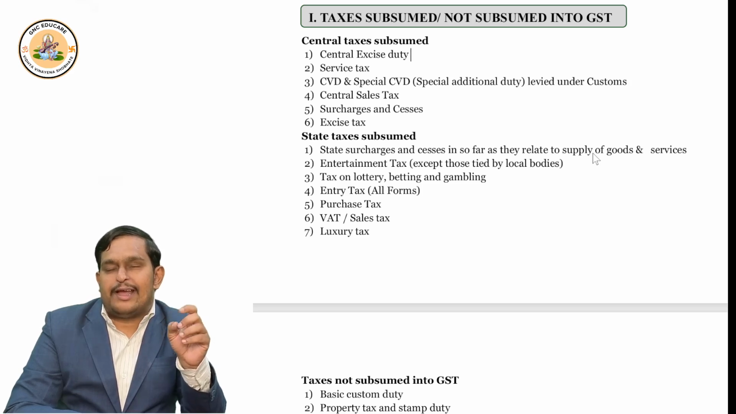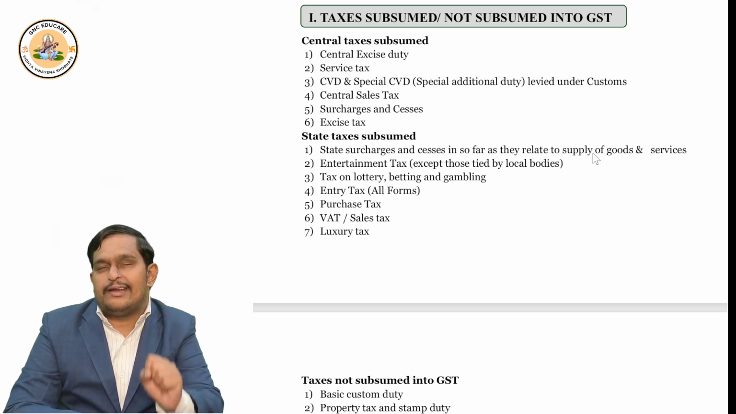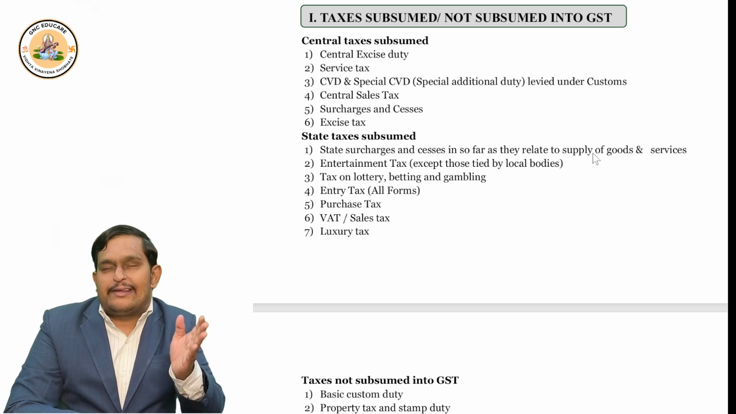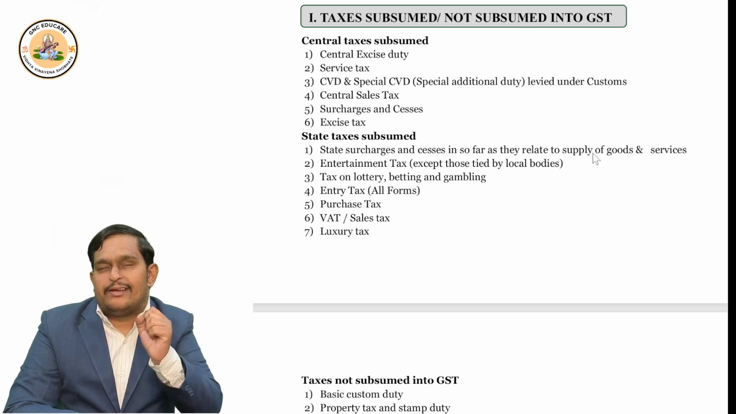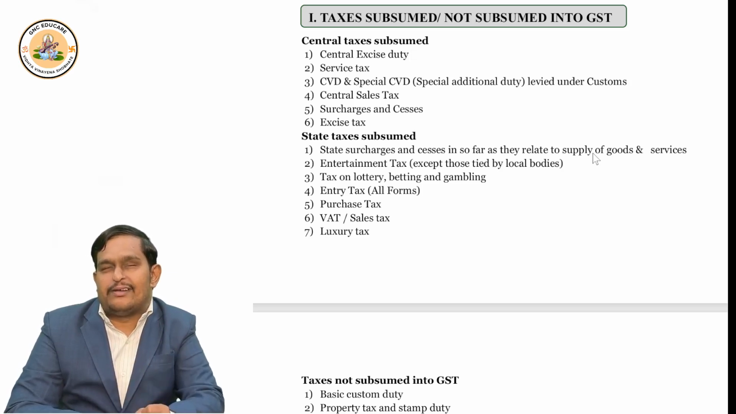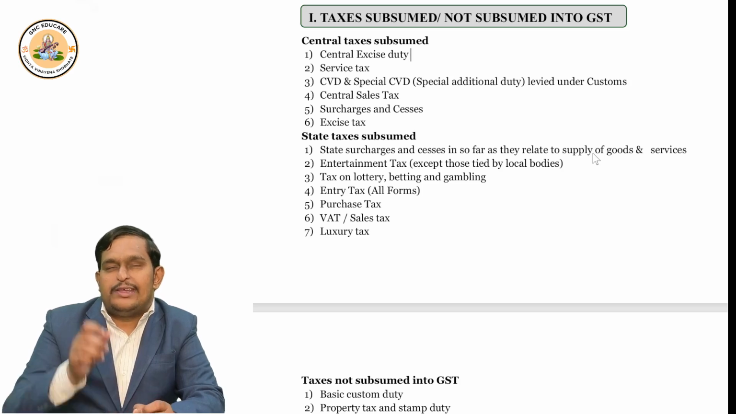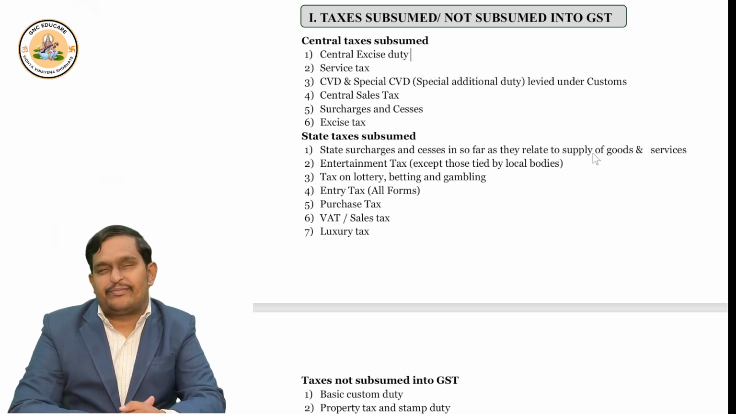Electricity cess, property tax and stamp duty tax, basic customs duty, local authorities entertainment taxes, right? Excise duty on petroleum products, excise duty on alcoholic liquor. Similarly, VAT on alcoholic liquor, VAT on petroleum products. So these are taxes which are still not subsumed. These still continue even after GST has been implemented.